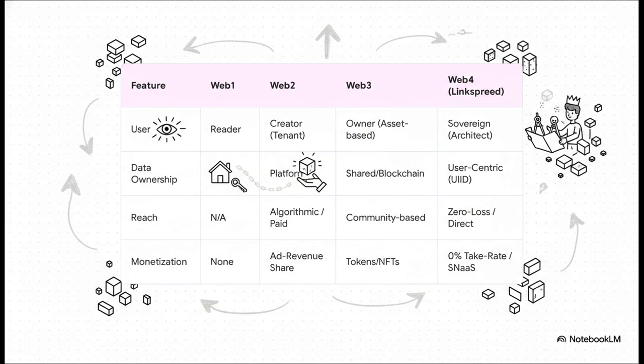Just look at that top row, user role. In Web 1, we were just readers. In Web 2, we became creators, which sounds great, but we were also just tenants. We could build a beautiful house, but we were renting the land it was on. The promise of Web 4? To turn us all into sovereign architects, people who not only build their space, but actually own it.